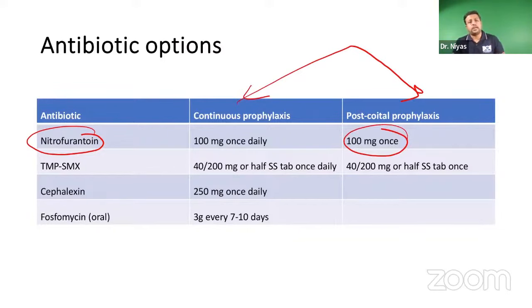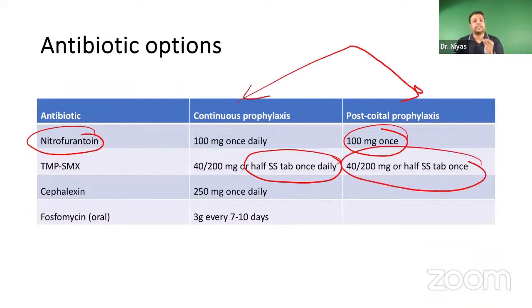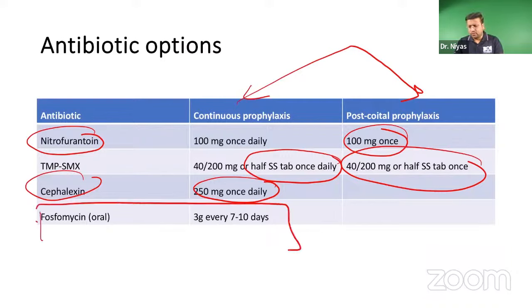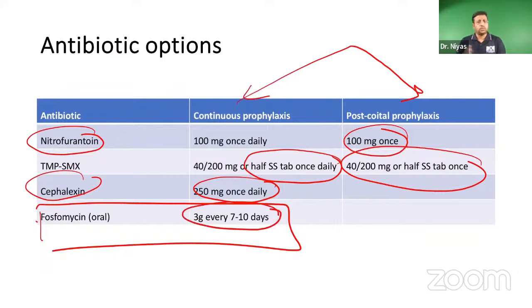Next is trimethoprim-sulfamethoxazole as a prophylaxis. You give half a single strength tablet daily, again 3 to 6 months or even longer. Post-coitally, again half a single strength tablet given as a single dose. Oral cephalosporins can also be used, like cephalexin 250 milligrams once daily, or cefixime 200 milligrams once daily. Fosfomycin is usually given for resistant organisms which are resistant to the usual antibiotics; you can use fosfomycin 3 grams given every 7 to 10 days.